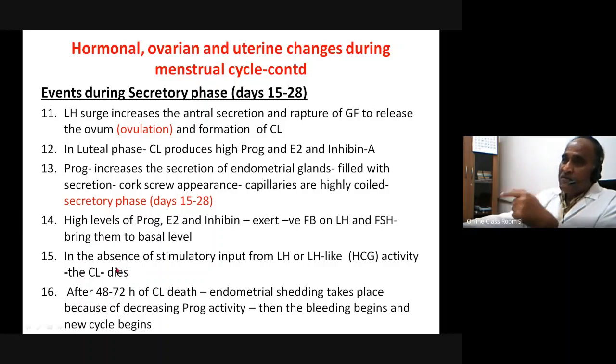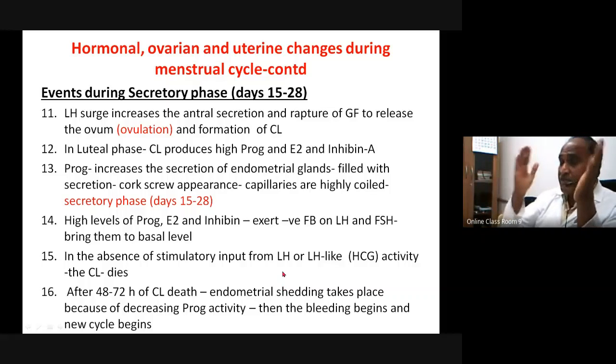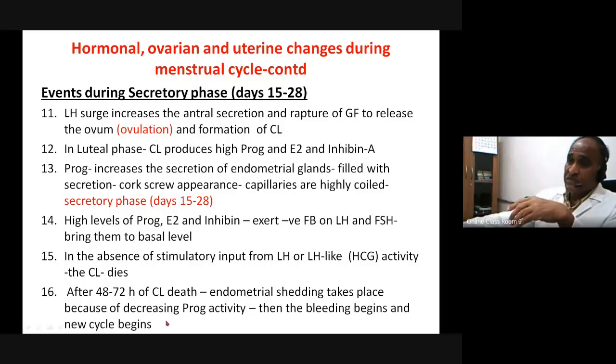So when the corpus luteum dies, somewhere around the 25th or 26th day of the menstrual cycle, within 2 to 3 days after the death of the corpus luteum, the endometrium and myometrium go into a spasm. That means you have premenstrual syndrome. Premenstrual syndrome is an indicator of the increased estrogenic activity because of the sudden loss of progesteronic activity. So the endometrial shedding takes place.